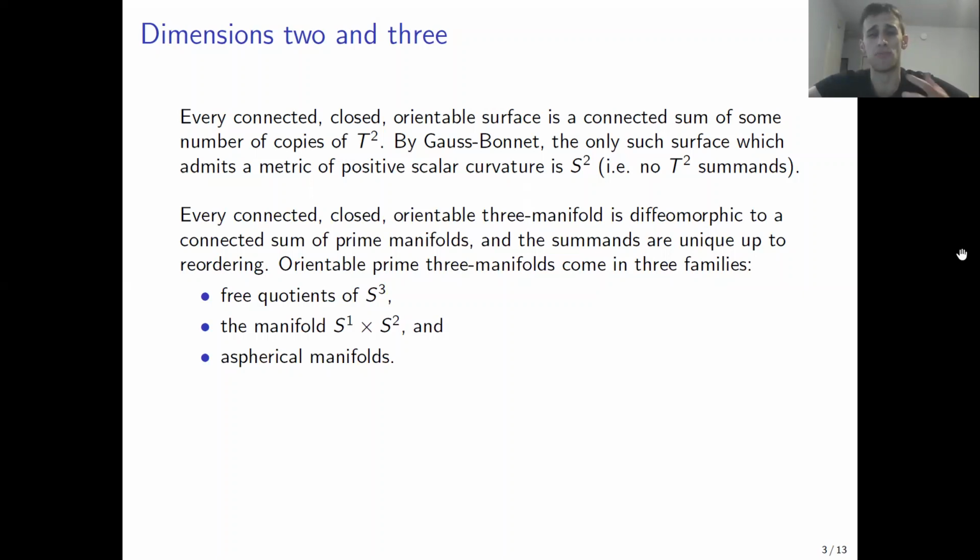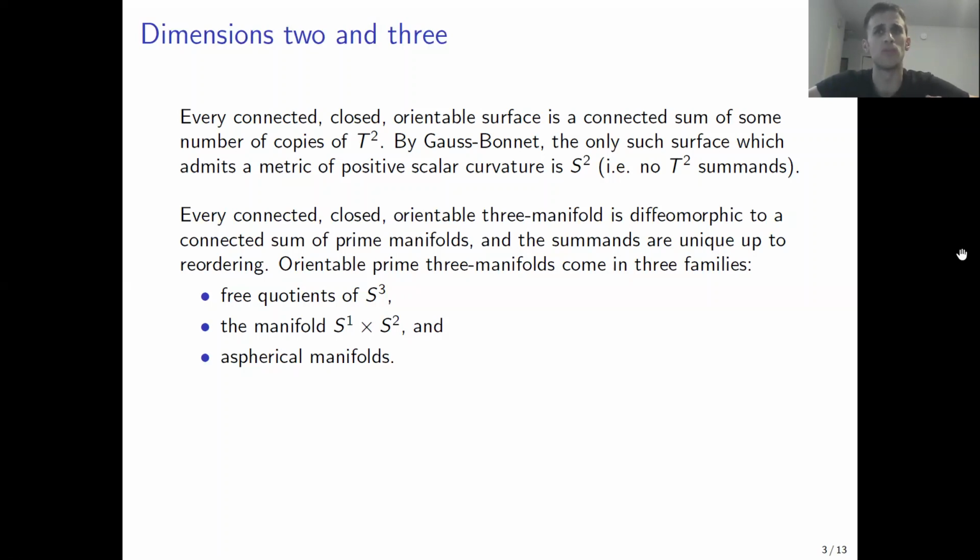This is known as the prime decomposition of your 3-manifold, this breaking up into connected sums, and can be viewed as an analog of the classification of surfaces. Every closed connected orientable surface is a connected sum of 2-tori. So in this case, instead of just having a single manifold, the 2-torus, which generates all of the surfaces, there's a much larger class of prime 3-manifolds. They come in 3 families. The first are free quotients of the 3-sphere. The second is the manifold S1 cross S2, and the third are aspherical manifolds.